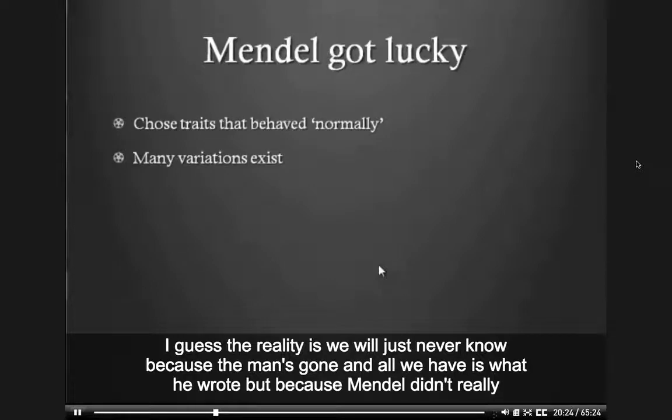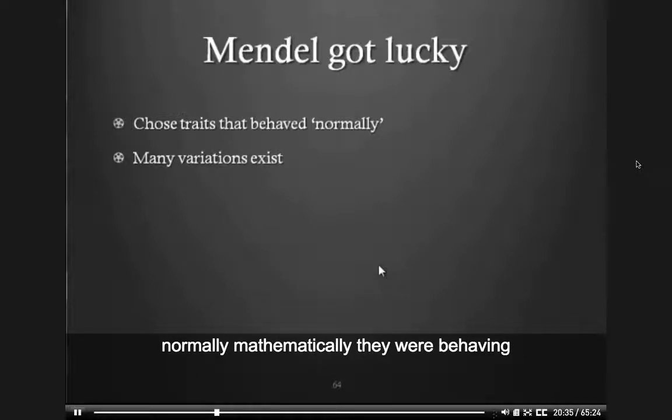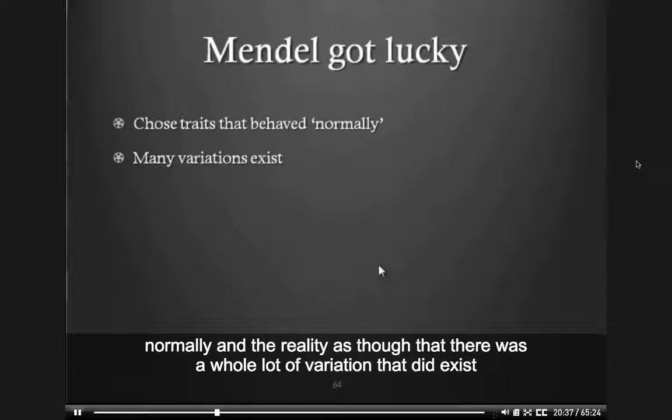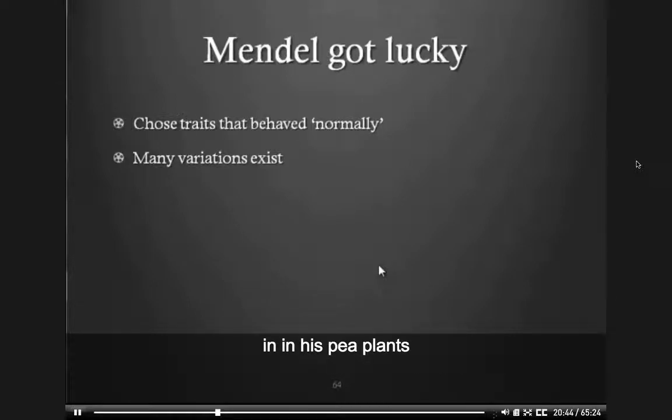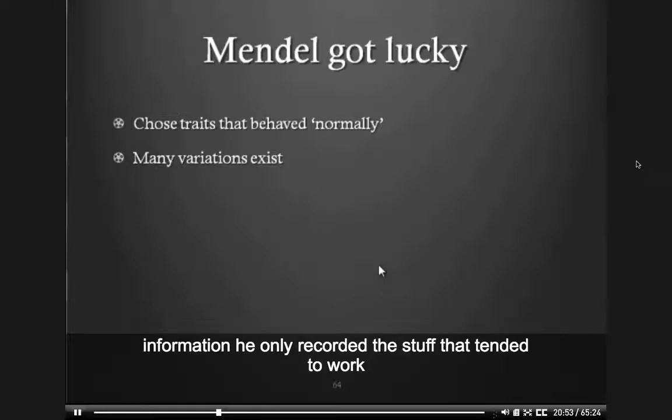because the man's gone and all we have is what he wrote. But because Mendel didn't really understand what was going on, he only cataloged those traits that he said, quote unquote, were behaving normally. Mathematically, they were behaving normally. The reality is, though, that there was a whole lot of variation that did exist in his pea plants. But anytime he came up against a situation where there was a lot of variation, he simply didn't record that information. He only recorded the stuff that tended to work.